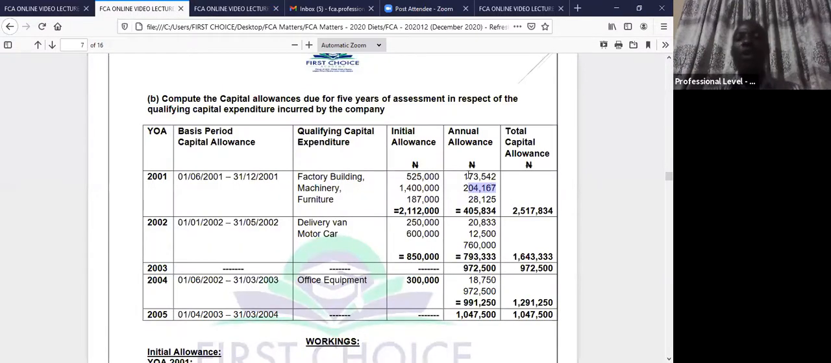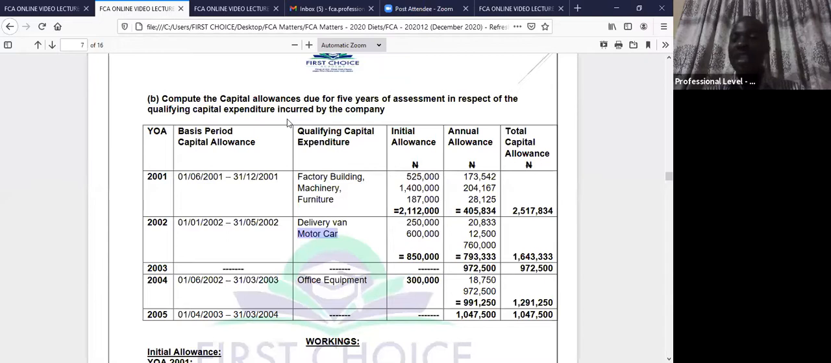When you add all your annual allowances figure, you are getting 405,834. Then you add your initial allowance for that year to your annual allowance to give you your total allowances here. So that's how you get the capital allowance for the first year. Let's go to the second year. The second year, we are dealing with delivery van and motor vehicle. These are the assets that we have bought that year.